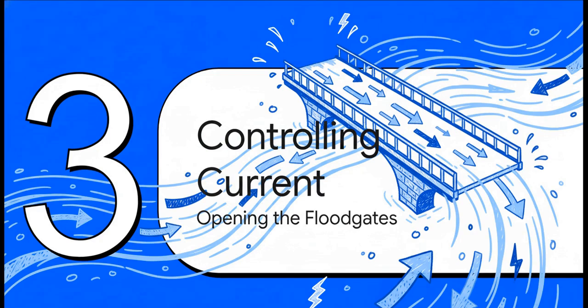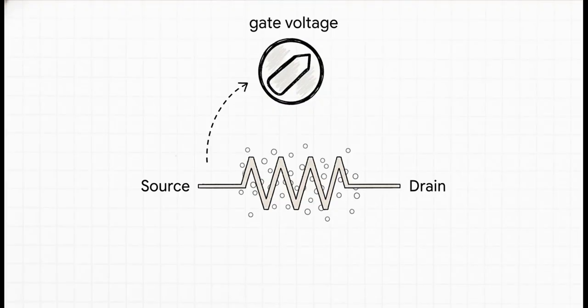Now it's time to actually get some traffic flowing across it. Let's talk about controlling the current. So to get electrons to actually move across that bridge, we need to give them a little push. We do that by applying a second voltage, this time between the drain and the source. We call this one VDS.